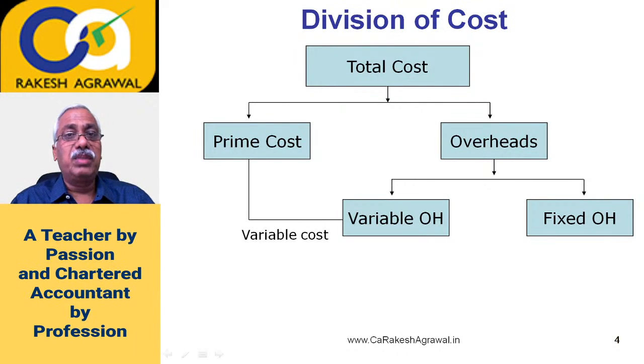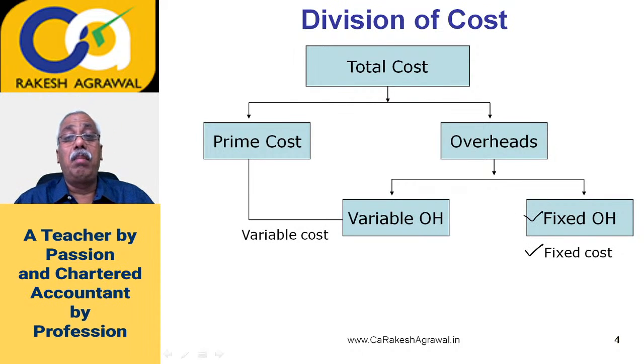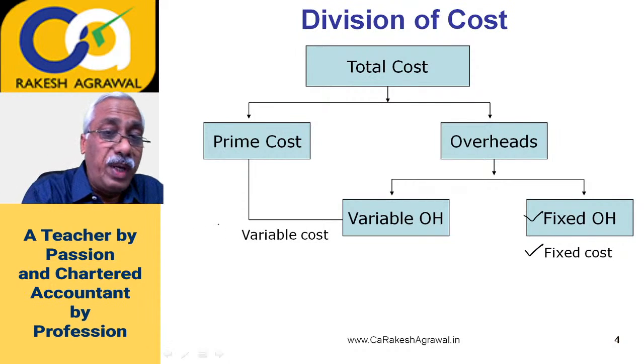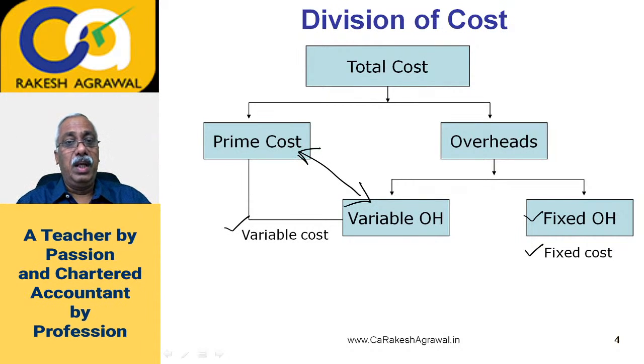So your variable cost for marginal costing purpose is prime cost plus variable overheads, and your fixed overheads is the only fixed cost. Now this fixed overheads may include factory fixed overheads, administration fixed overheads and selling and distribution fixed overheads. So fixed overheads and fixed cost is one and the same in marginal costing, but variable cost includes prime cost plus variable overheads. In variable overheads, you will have variable factory overheads, administration overheads, and selling and distribution overheads.